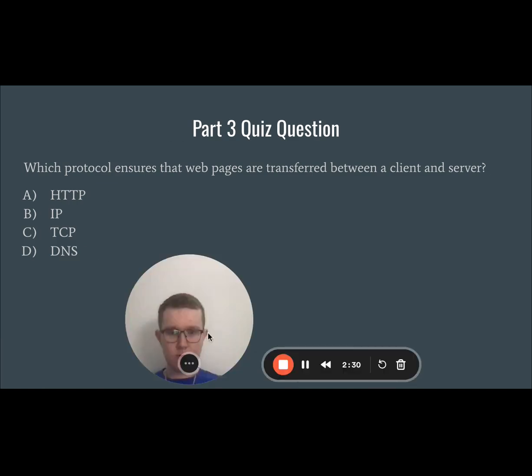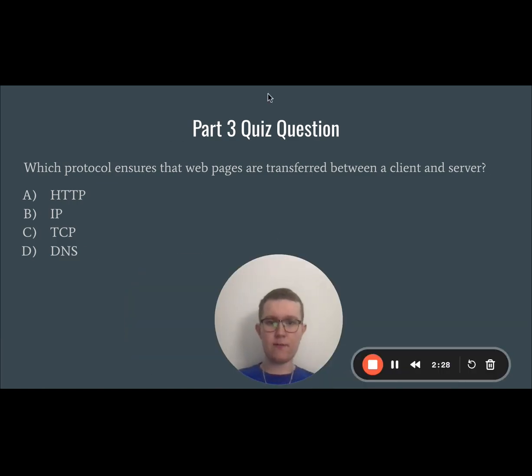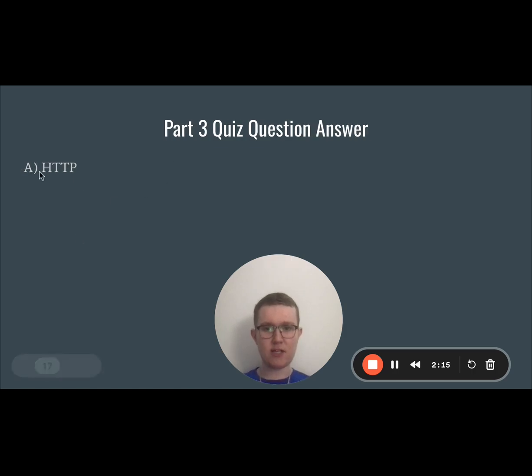A little fun quiz question for you guys for part 3. Which protocol ensures that web pages are transferred between a client and a server? We have the options HTTP, IP, TCP, or DNS. Web pages, it should be pretty obvious. The answer here is going to be HTTP, because as we said, that makes sense.